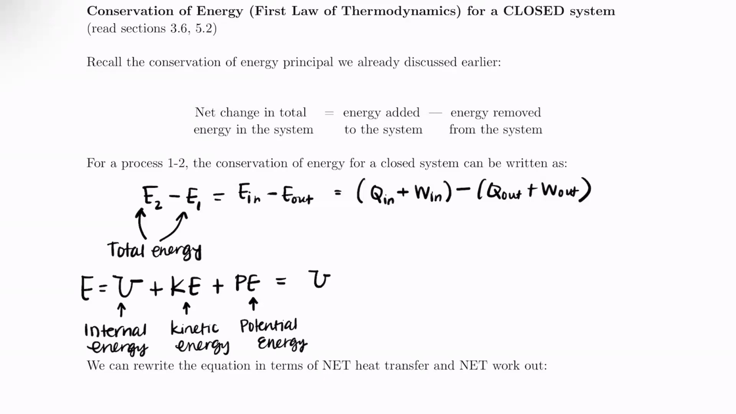Which we can write as U plus 1/2 mv squared. V here is the velocity, of course, plus mgz. Or we can rewrite this whole thing with mass on the outside multiplied by all the specific versions of these things. So if we pull mass out, then we have the quantity u. So lowercase u is the specific internal energy.